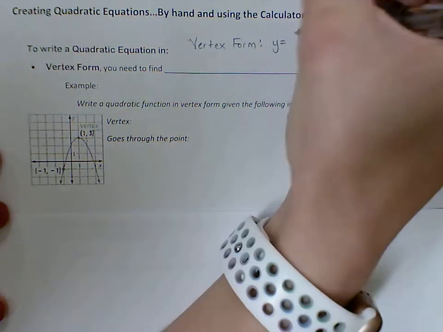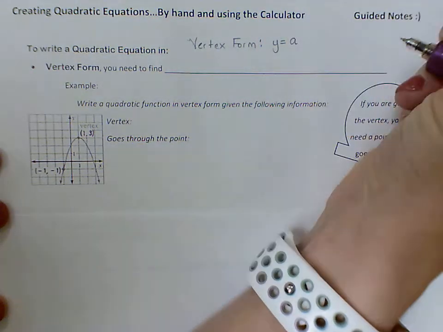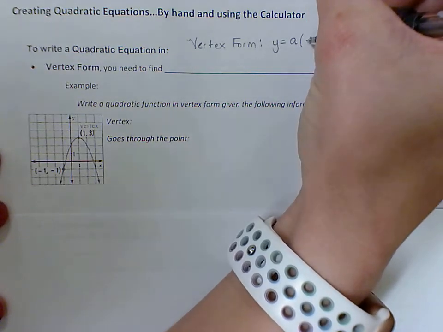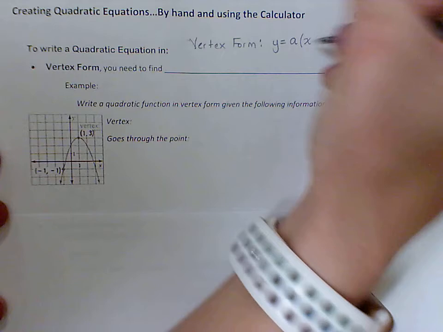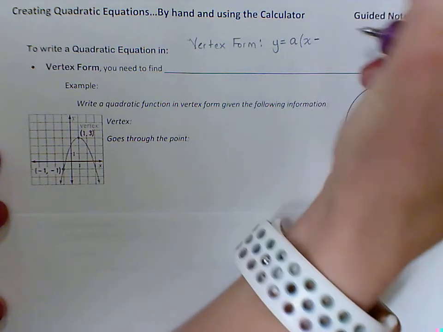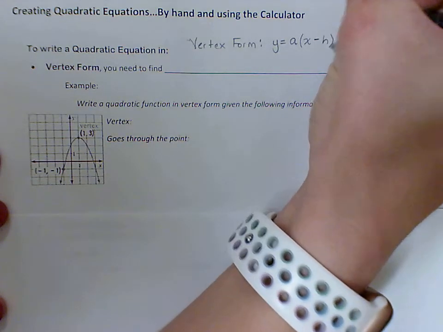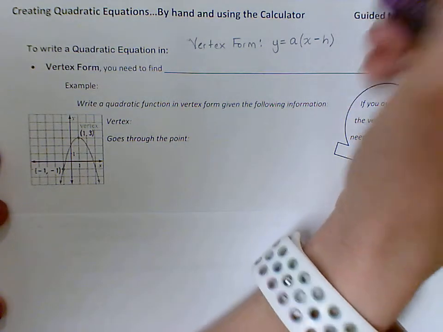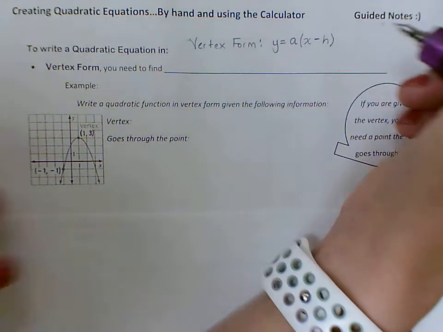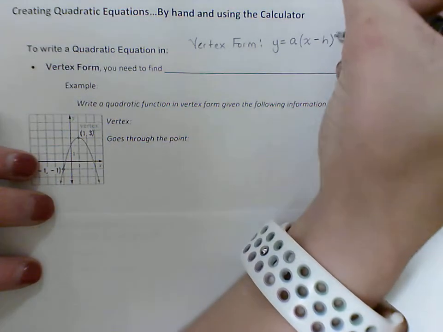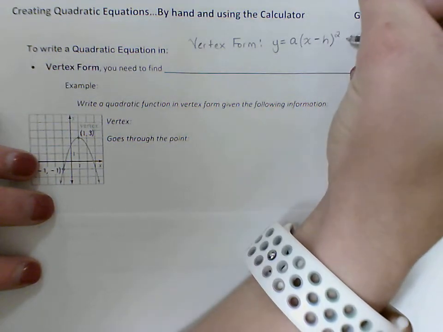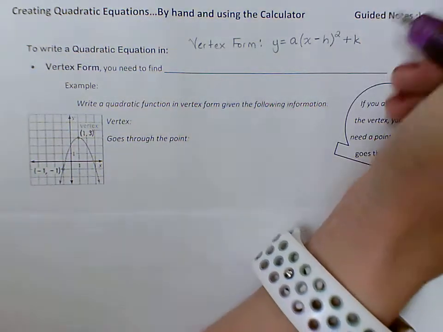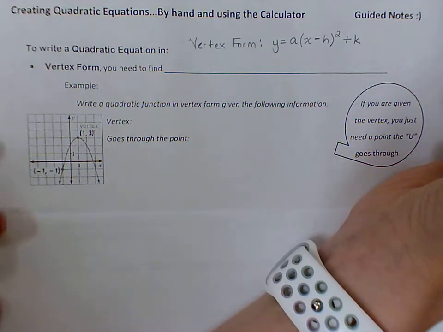is y equals, you're going to have a number up front, so it's going to have an a, and that represents a number, and then you're going to have x, and remember it's minus h, and so h is part of your vertex. Okay, so a parentheses x minus h, and then that parentheses is being squared, and then you're going to add it to another number, and the k actually has to do with your vertex as well.